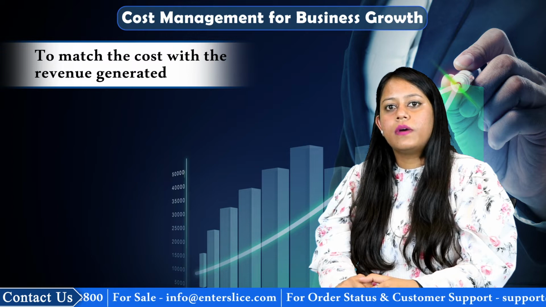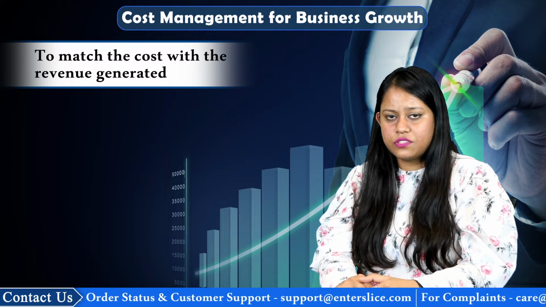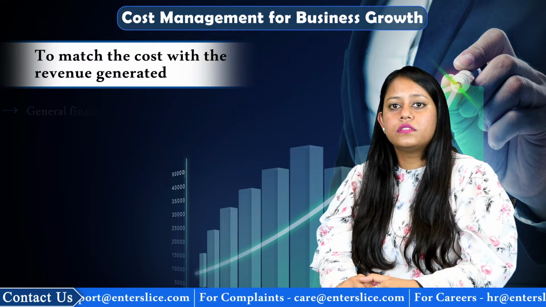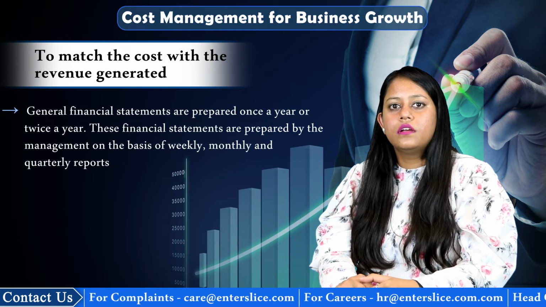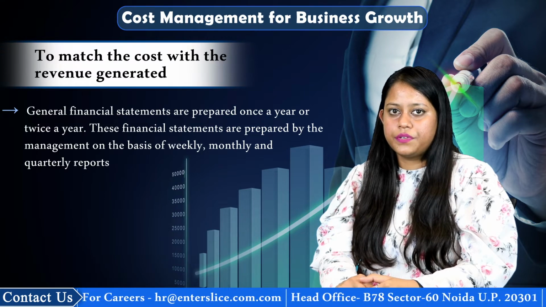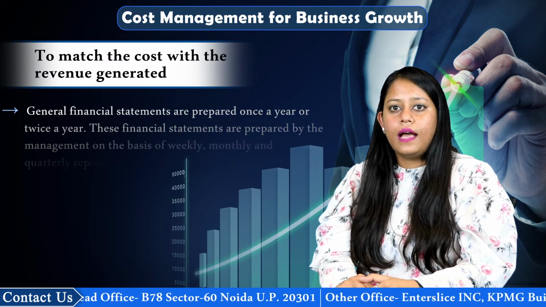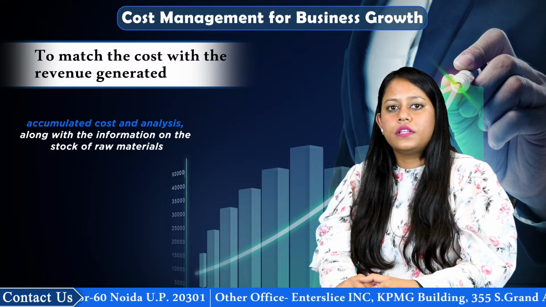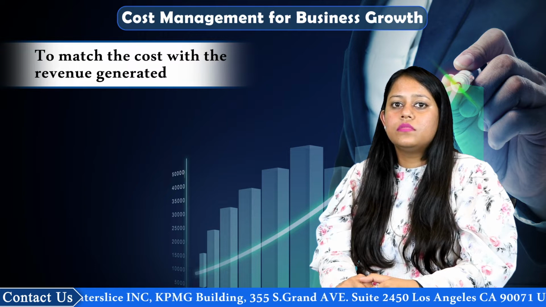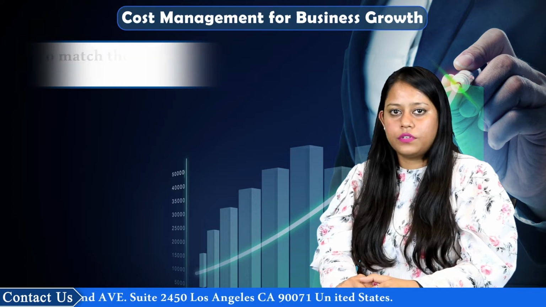Second point is to match the cost with the revenue generated. Cost management assists in making financial statements at short intervals as and when the management requires. However, the general financial statements are prepared once or twice a year. These financial statements are prepared by the management on the basis of weekly, monthly, and quarterly reports about the units produced, accumulated cost and analysis, along with the information on the stock of raw materials, semi-finished, and finished goods. It enables the management to match the cost of the product with the income generated by the product.